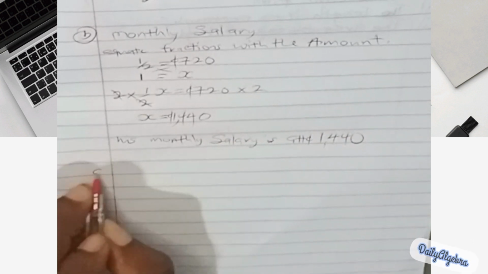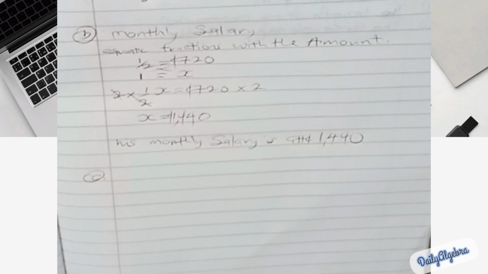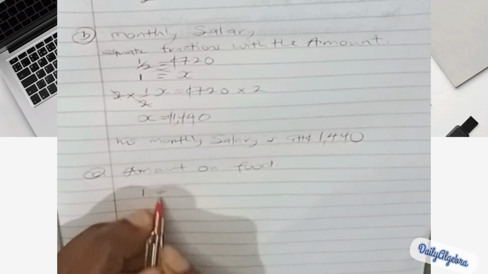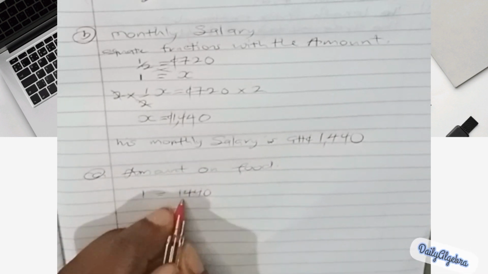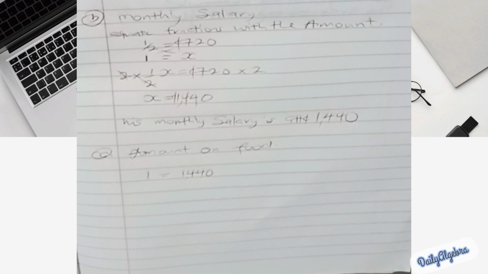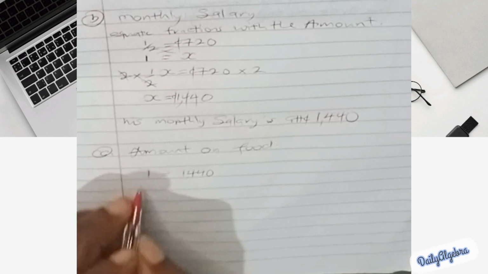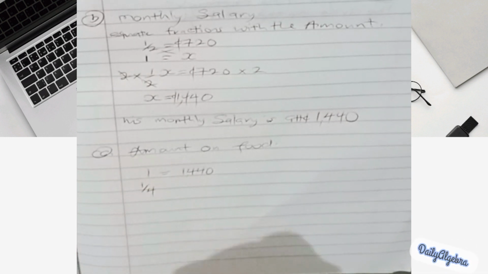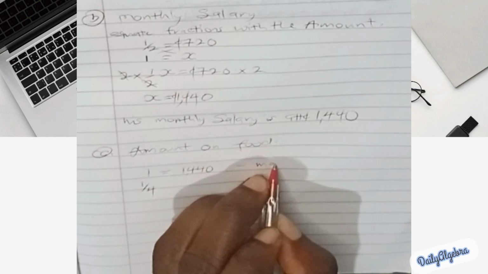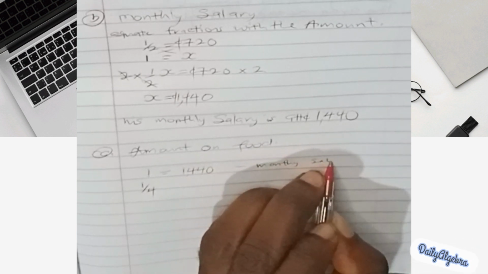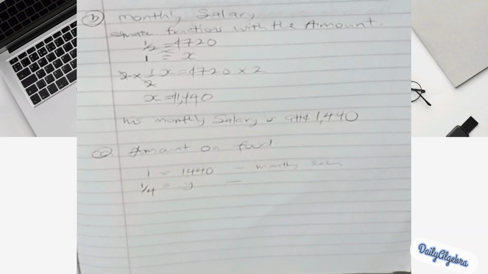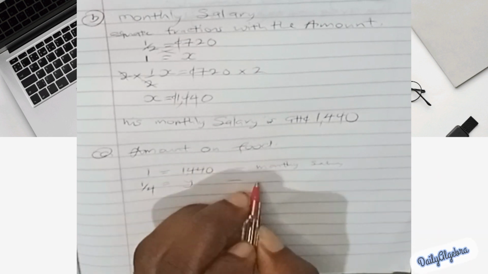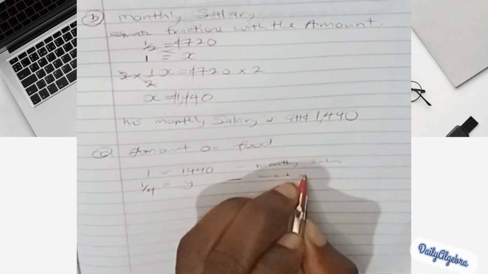1,440. Now we are on C, the amount he spends on food. 1 is now 1,440. The fraction on food is 1 over 4. So 1 over 4, this represents the monthly salary. Let's assume this be y, and this represents the amount on food.